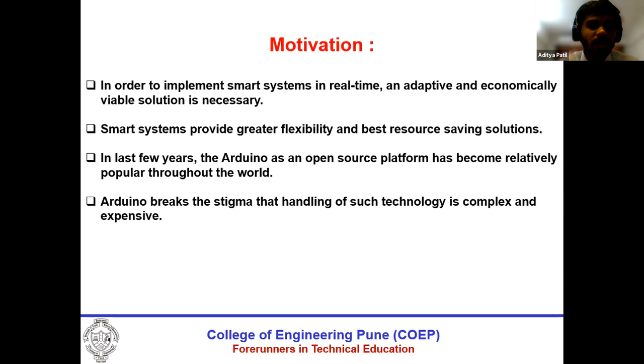So my major motivation for this article is, even though this smart technology is gaining more attention, in order to implement it in real time, an adaptive and economically viable solution is a must. Smart systems provide greater flexibility in the sense that they can be incorporated in various domains, as I mentioned before. An organization, apart from the ability to monitor aspects of device and consumer behavior, can also reduce their cost through predictive maintenance and eliminate waste. And this organization then can move their focus towards innovation through robust work processes and structural efficiency.